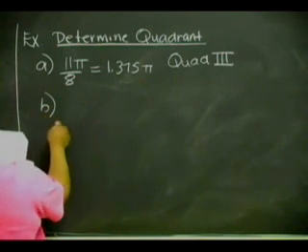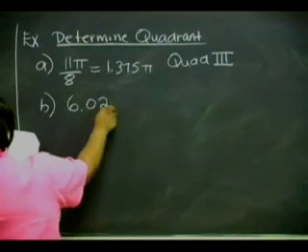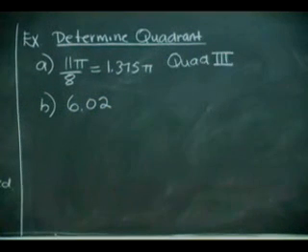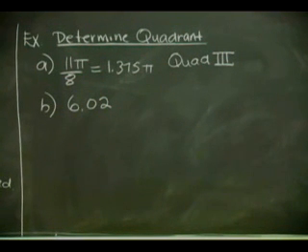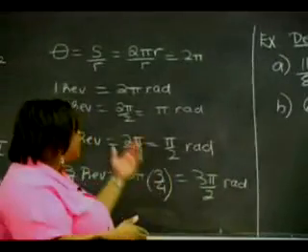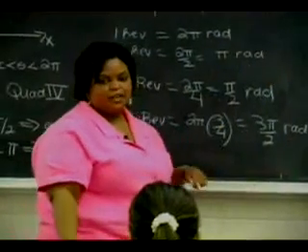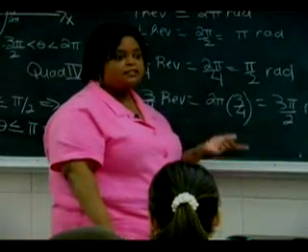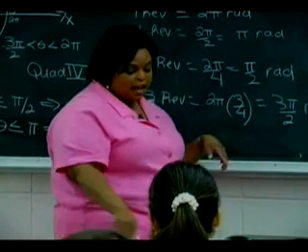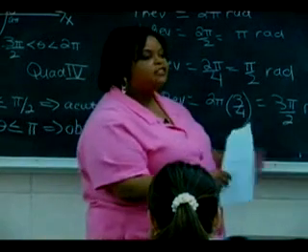Okay. How about if we have just 6.02? I want to make mention: notice that we didn't say 11 pi over 8 radians, we just said 11 pi over 8. Here, they're just saying 6.02. Most times when you have an angle and there is no degree symbol there, we assume it's radians. They may say radians, and then again, they may say nothing. When they say nothing, we assume it's radians. And actually, that's all we're dealing with today is radians. We haven't even gotten to the degree measure.